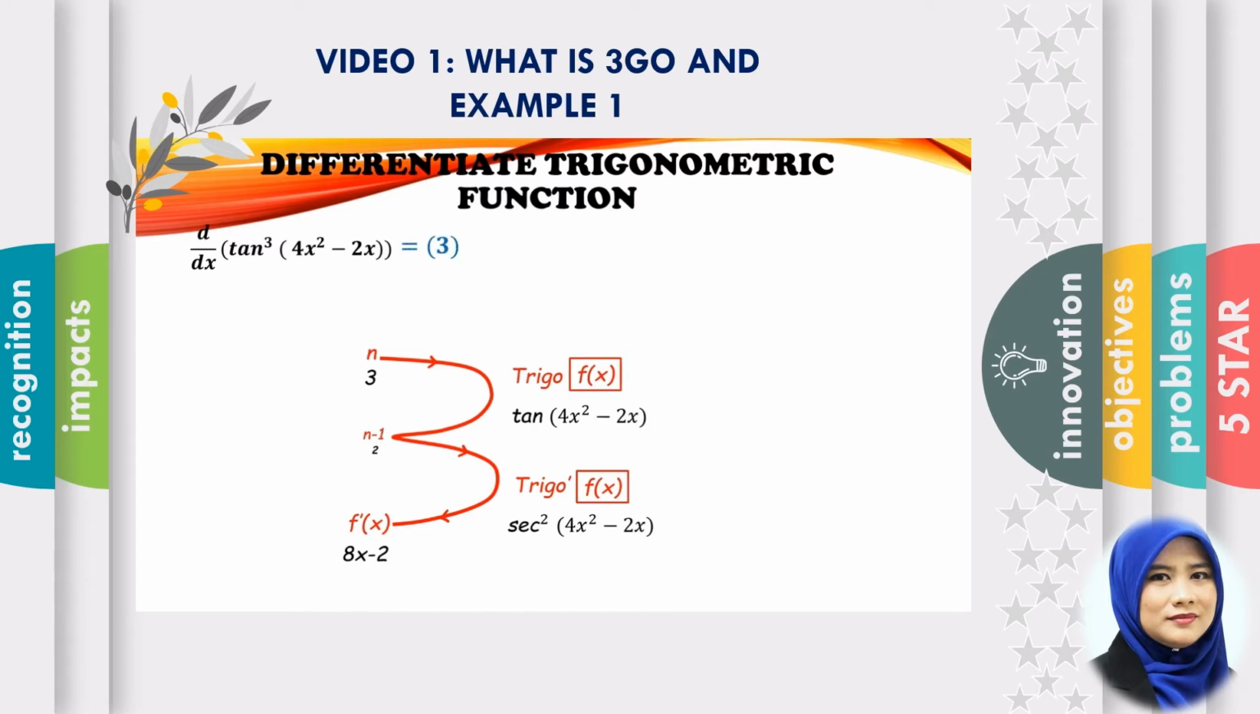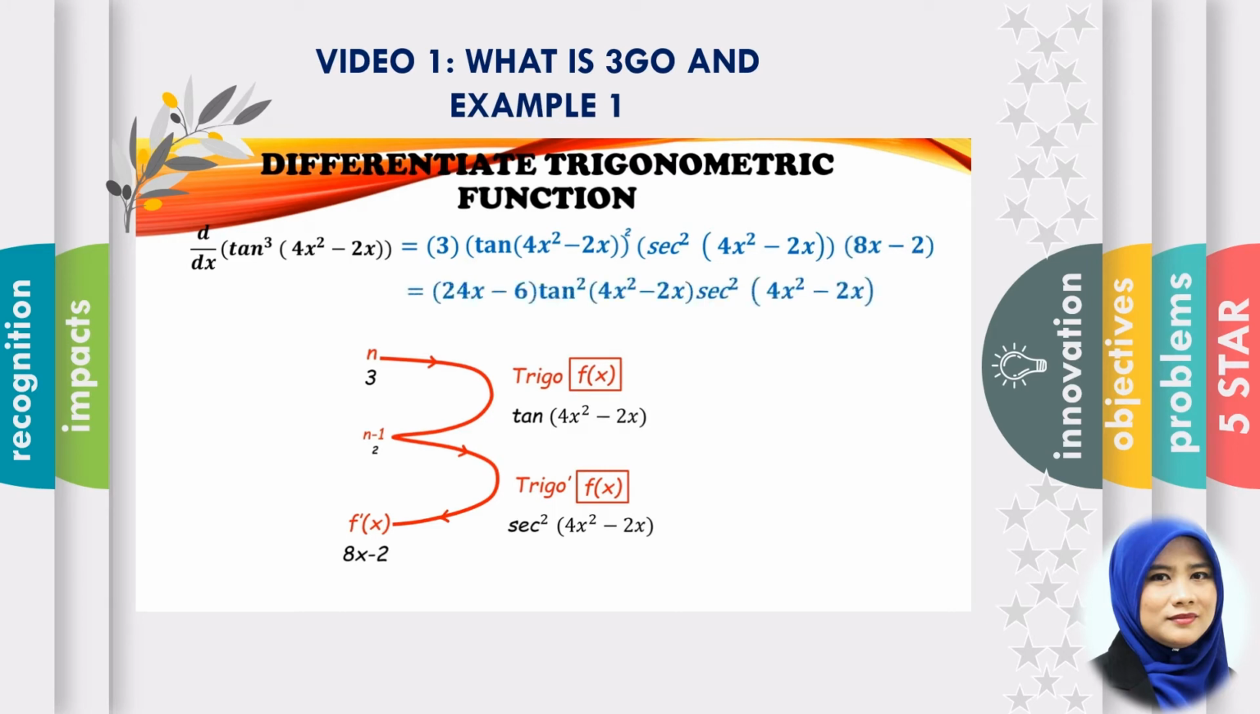Therefore, the derivative is 3 times tangent of 4x squared minus 2x to the power of 2, times secant squared of 4x squared minus 2x, times 8x minus 2. And then we just simplify, so we get the final answer: 24x minus 6 times tangent squared of 4x squared minus 2x times secant squared of 4x squared minus 2x.